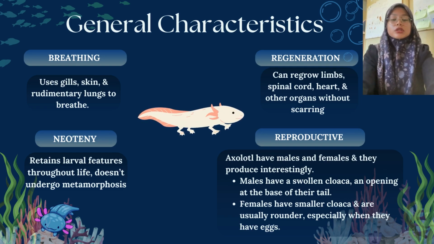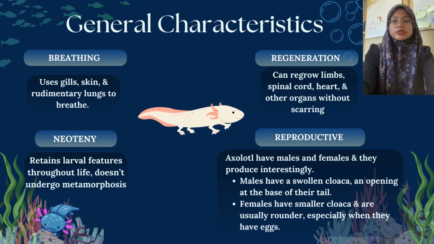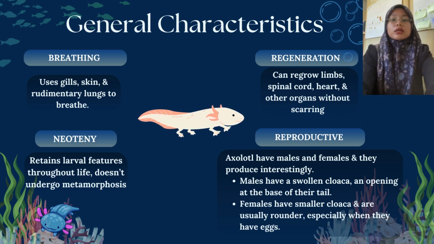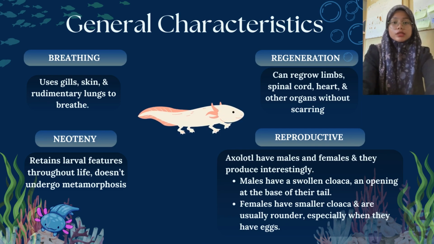Now, let's talk about the reproduction of axolotls. Axolotls have males and females, and they reproduce in interesting ways. Males have a swollen cloaca, which is an opening at the base of the tail, meanwhile females have a smaller cloaca and are usually rounded, especially when they have eggs.